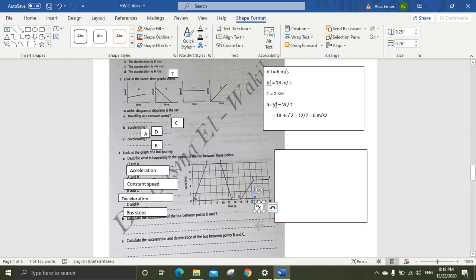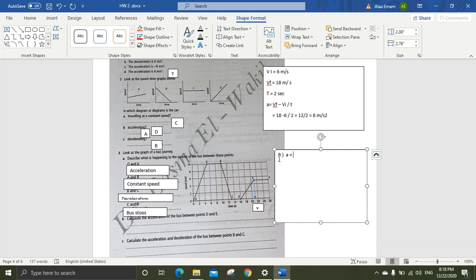This X is exactly between 21 and 20 and 22. So it's exactly at 21. Now, in order to calculate the speed at this part, so this is the answer for question B. Speed, we do not need actually to calculate the speed, we need to calculate the acceleration.